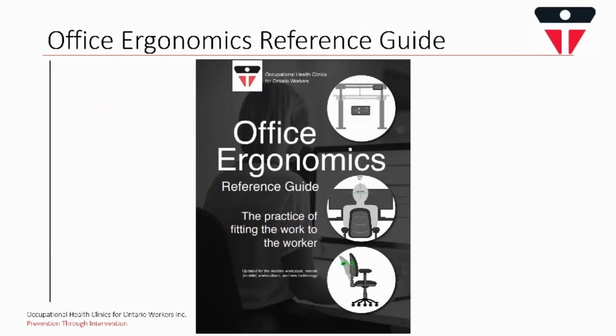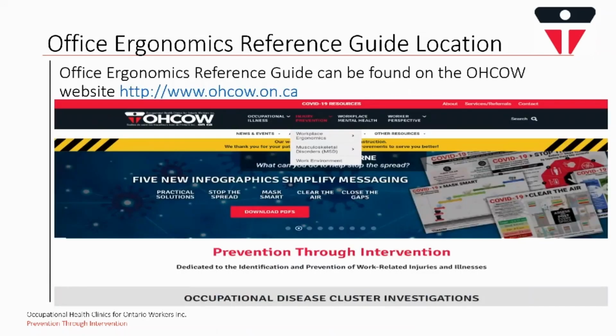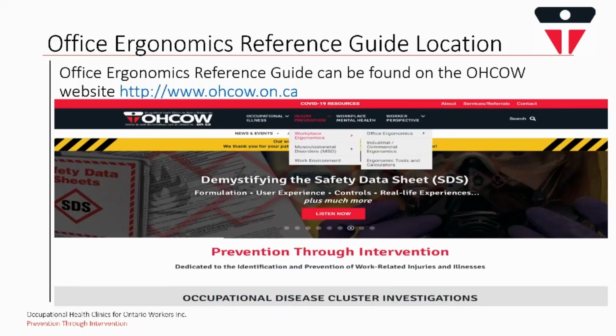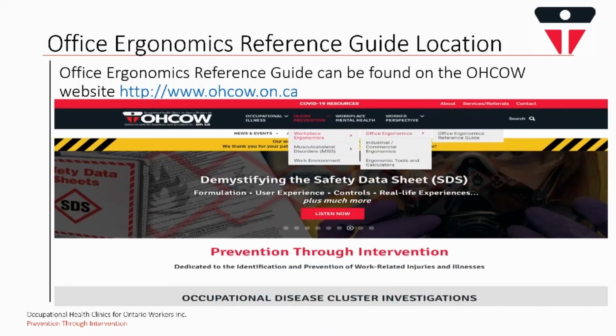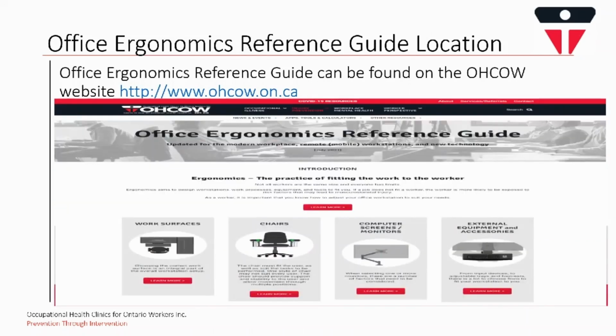Last year at our RSI Day event, we released snippets of our Office Ergonomics reference guide. This was officially released live in October, which is a valued resource available as well for help reducing the risk of not only carpal tunnel syndrome, but other MSDs as well. And that can be found by clicking Injury Prevention, Workplace Ergonomics, Office Ergonomics, and then selecting the reference guide itself. It's then divided into specific sections, or you can scroll down to the bottom and actually download the full PDF document.